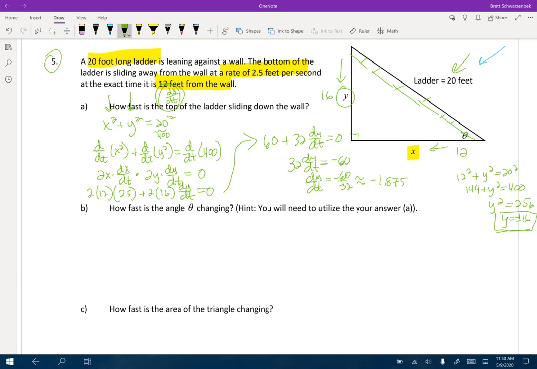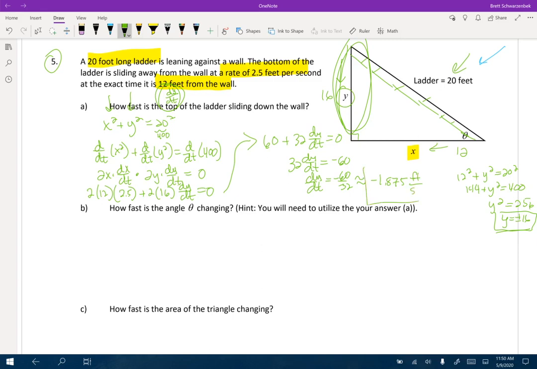Okay, so again, if this is how fast the top of the ladder, so this is a singular measure of y, and we need it as a rate. So all we have to do is take it and make it feet per second. Okay, so this is our result.